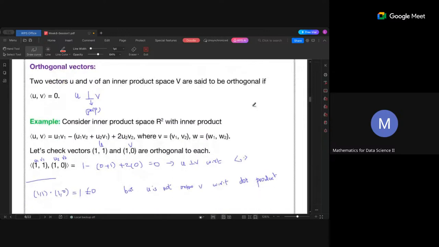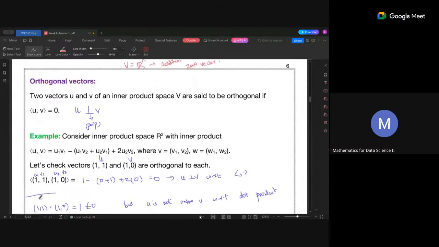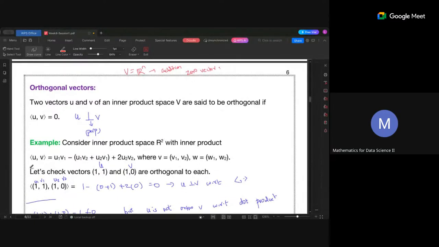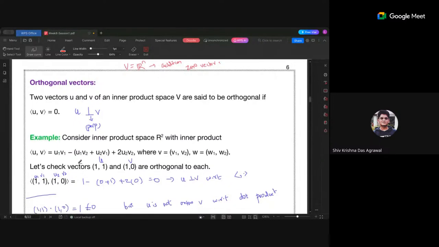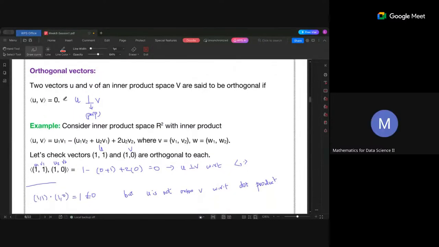Same way, here, two vectors being orthogonal need not mean they are perpendicular. It depends on the underlying inner product defined here. You understand? So here, orthogonal in general means that the inner product is zero. That's all. And in the case of the dot product, their angle is 90 degrees.